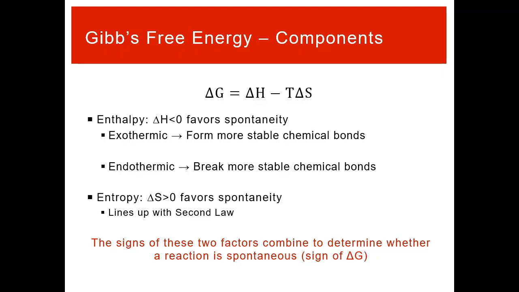And so every process has an enthalpy and an entropy change. Those don't necessarily go in the same direction in terms of favoring spontaneity, but their combination is what determines the delta G, and that determines the actual reaction spontaneity. So you can't tell spontaneity from just delta H or just delta S. You need to account for both of them.